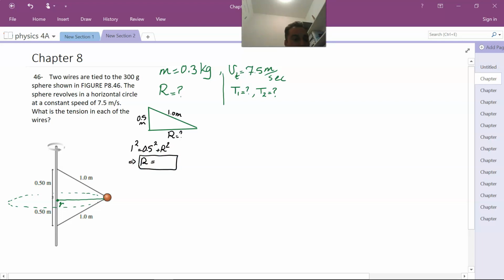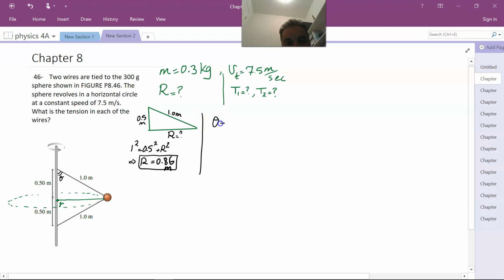So if I do 1 minus 0.5 squared, then take the square root, I get 0.86. So it's 0.86 meters, or 0.87, doesn't matter. Okay. And also, I think I need to find this angle, most probably I have to. Let me see what that angle is. Just find it, maybe we need it later.